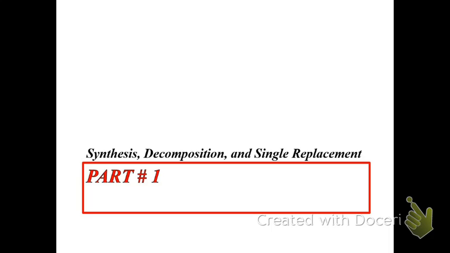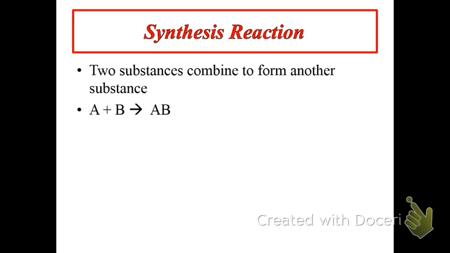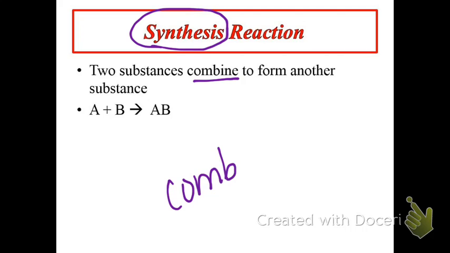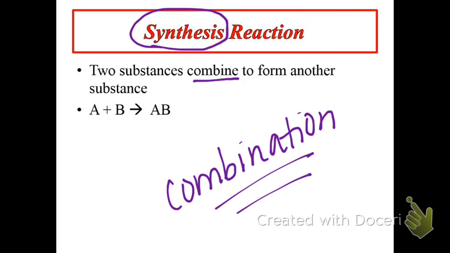The first part of this is we're going to talk about synthesis, decomposition, and single replacement. First up is synthesis. If you synthesize something, that usually means that you make something, you form something new, and that's what happens here. 2 substances basically combine together to form a new substance. Originally, these were also called combination reactions, because that's what they did. They combine things together.